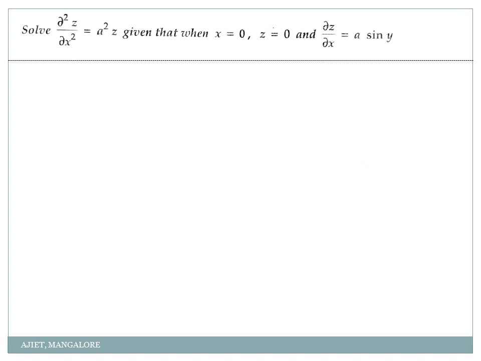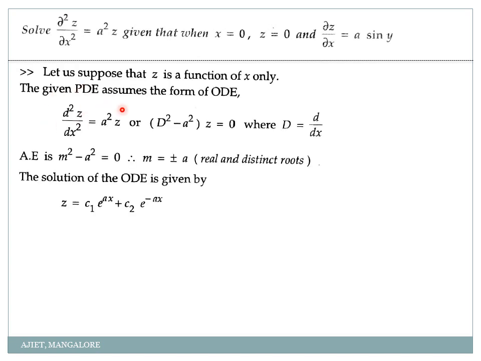My suggestion is, if you identify variable and constant properly, it is well and good in the problem. So in dou square z by dou x square, my variable is x and constant is y here, correct? So this PDE, I am assuming as an ODE as follows. d square z by dx square is equal to a square z, or I am writing it as capital D square minus a square. When I take this a square z to the other side, it will become minus. So (D square minus a square) into z is equal to 0, where capital D is nothing but d by dx. Then my auxiliary equation is m square minus a square is equal to 0, or m square is equal to a square, or m is equal to plus or minus a.